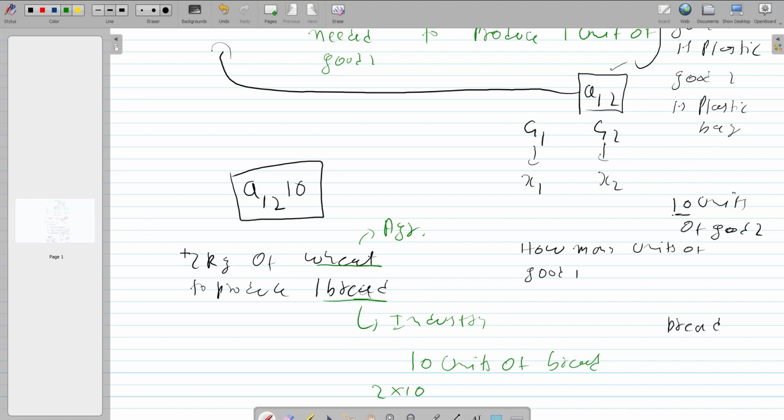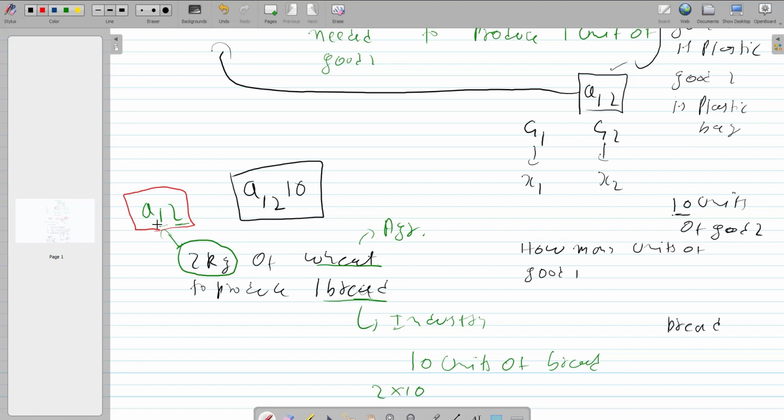Okay, so this 2 kg here is A12. If I say that my wheat is good 1 and bread is good 2, then this 2 kg is A12. That is how much good 1 is used to produce 1 unit of good 2. I hope this is clear. So this is what we are trying to use. This A12 is giving me the input requirement of good 1 as an input in good 2 to produce 1 unit of good 2.